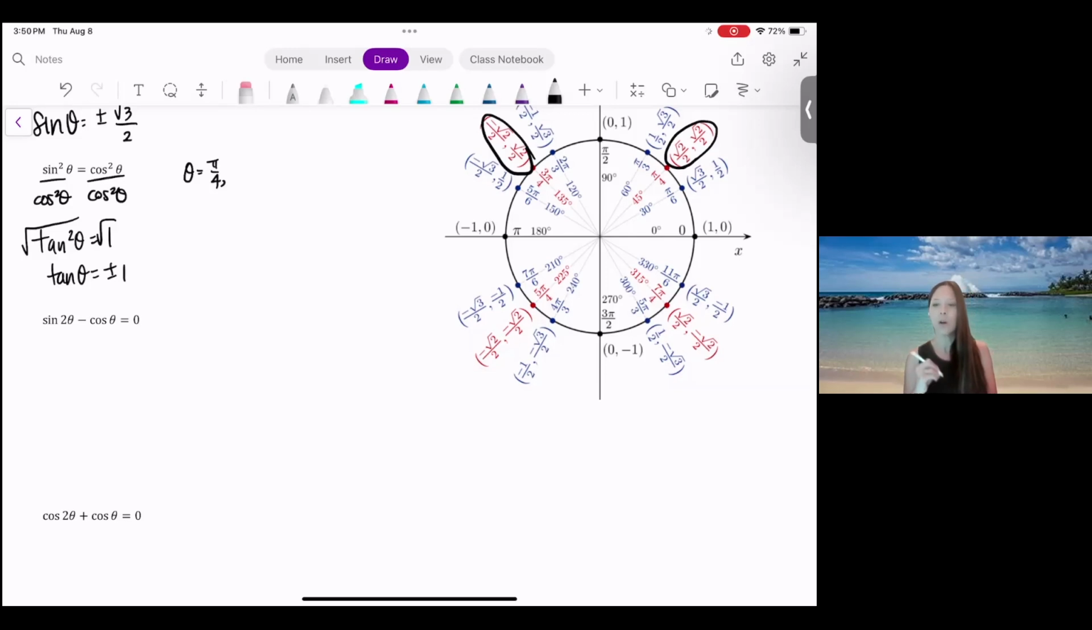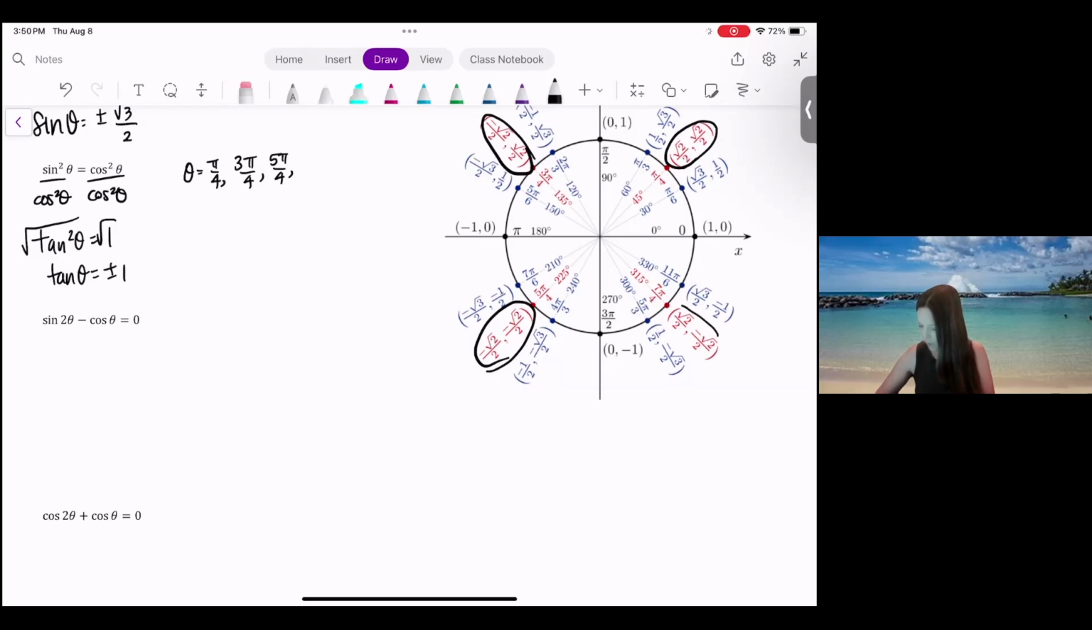Root 2 over 2 over negative root 2 over 2 is negative 1. That also works. That means I have a solution of 3 pi over 4. Negative root 2 over 2 over negative root 2 over 2 is positive 1, also a solution.